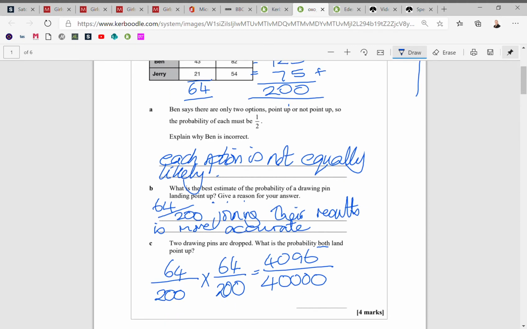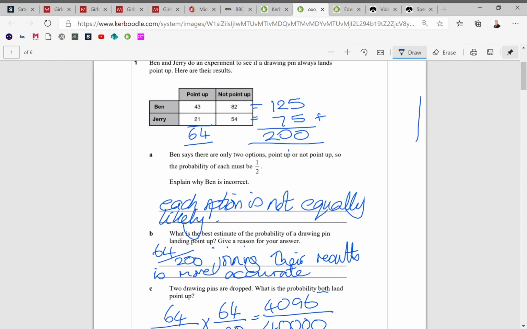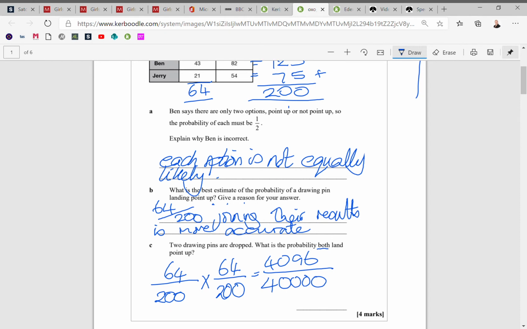So then, for relative frequency, the more results you have for doing a relative frequency or a probability, the better. So you want to add up all their results and put them together, because that'll get you a more accurate result. If you want both two things happening, you have to multiply them. So I just times the top and times the bottom.